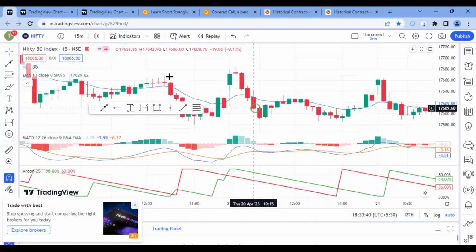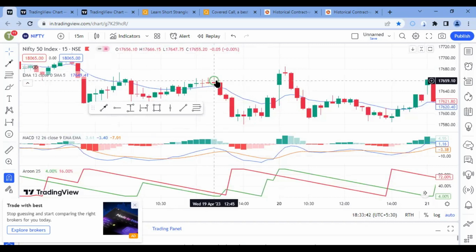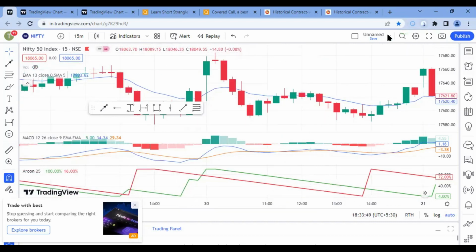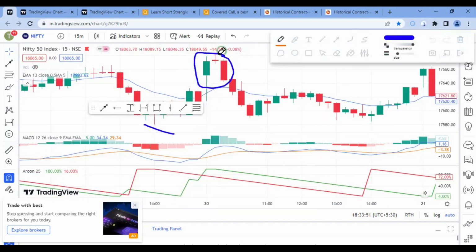Here you got multiple dojis formed, and then you got a red candle closing below 13 EMA. Couple of candles you can ride for the downside. Here you have a shooting star pattern, right? Here you have a shooting star pattern. Then price again breaks below 13 EMA, short it here, stop loss about this.